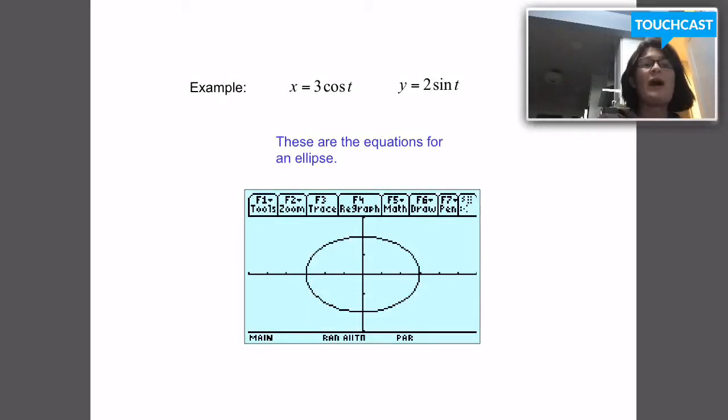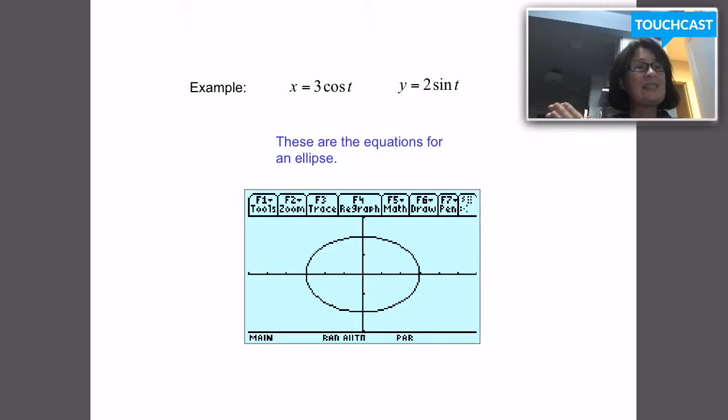Sometimes, instead of giving y as a function of x, I can give the x and y coordinates of the points on my graph as two separate functions of a third variable. A lot of the times the variable we use is the variable t. So here's an example. I could give you two separate functions.